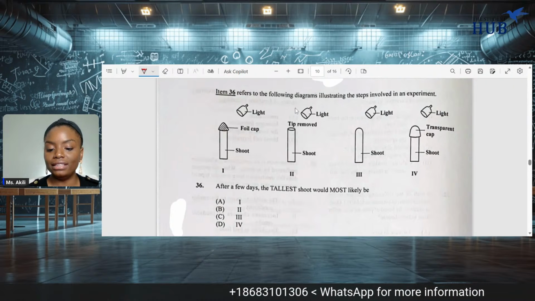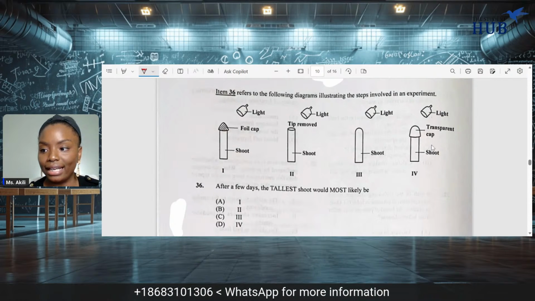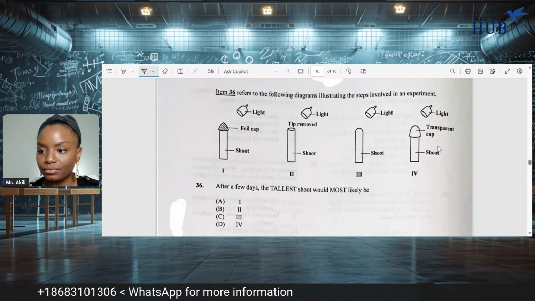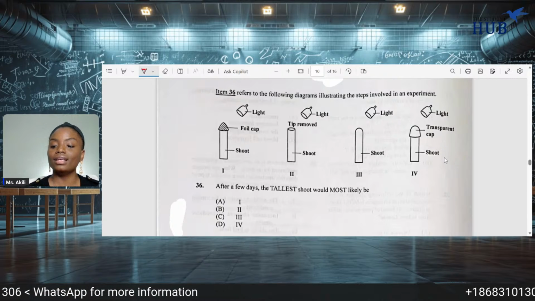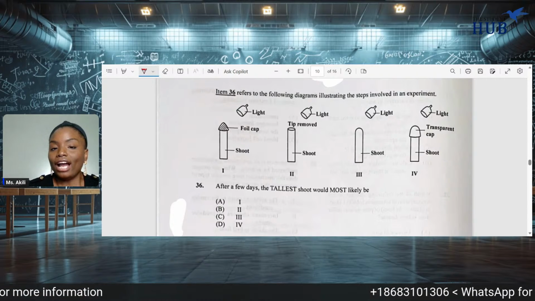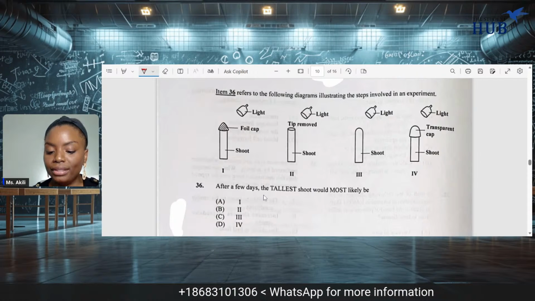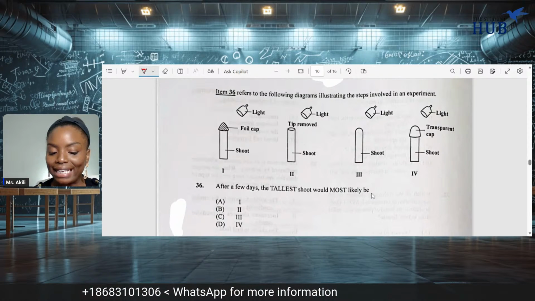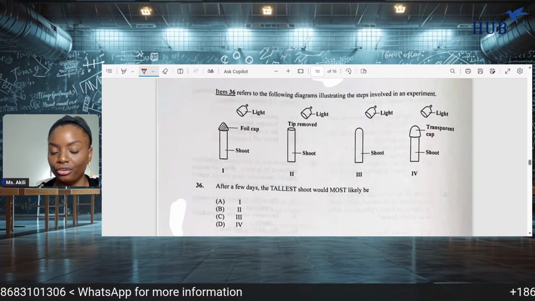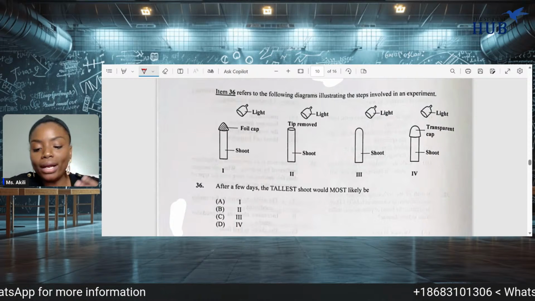And then with each of these, the shoot is exposed to light, right? So we have different manipulations. Now, what happens? So 36 says, after a few days, the tallest shoot would most likely be 1, 2, 3, or 4, right? Now, what happens to the tip?